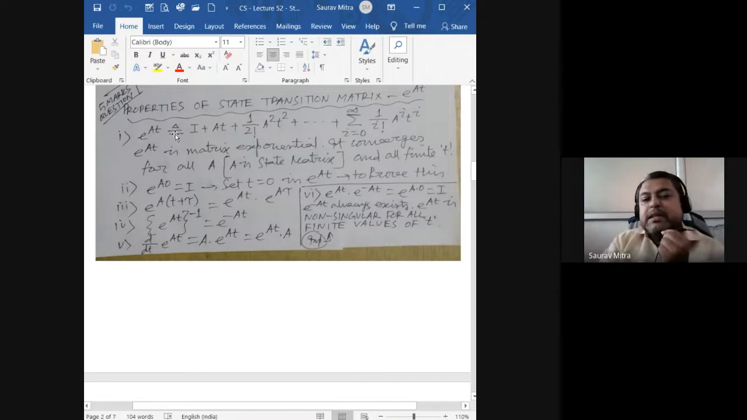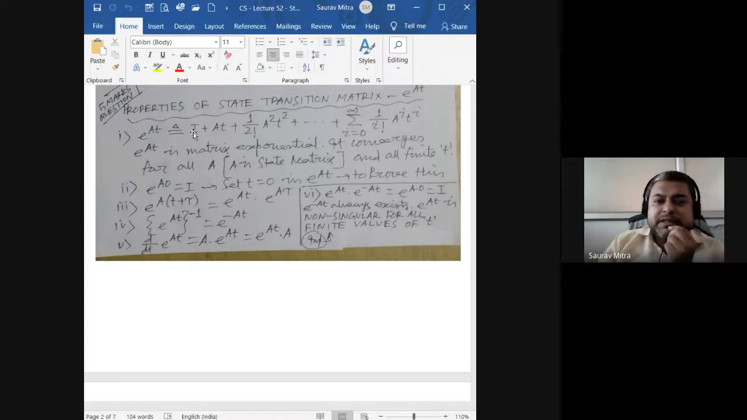First property, what is e raised to at? And remember, A is generally a 2 by 2, 3 by 3, 4 by 4 matrix, depending on the number of state variables. If n is equal to 2, the number of state variables is 2, and A is a 2 by 2 matrix. If A is 3 by 3, then e raised to at will be a 3 by 3 matrix likewise. So e raised to at is equal to I. If A is 2 dimensional, then I will be 1 0 0 1. If A is 3 dimensional, then I will be 3 by 3, that is 1 0 0, 0 1 0, 0 0 1. Likewise, you have to change.